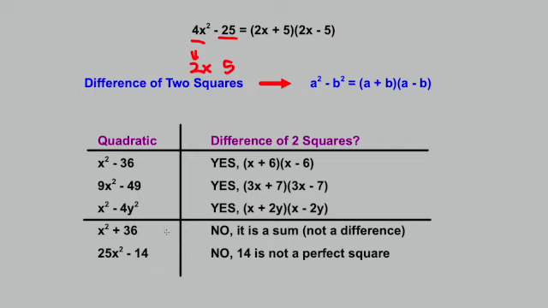The last two don't work. Here's why. In this one, we have a plus. Well, that's not a minus sign, so that's a sum, not a difference. And in the last one, 25x squared is a perfect square. However, 14 is not. So these two at the very bottom will not work, and in fact, they're not factorable at all.